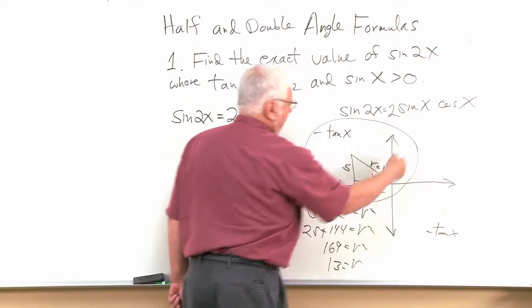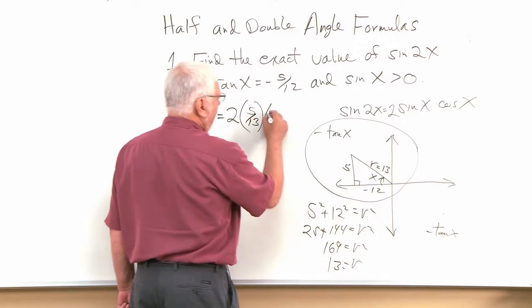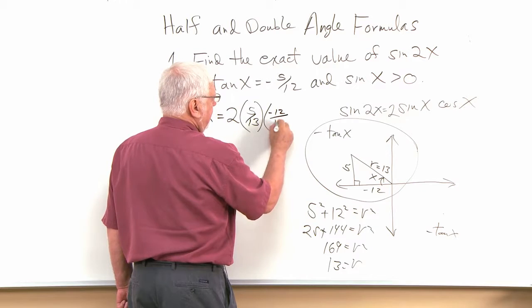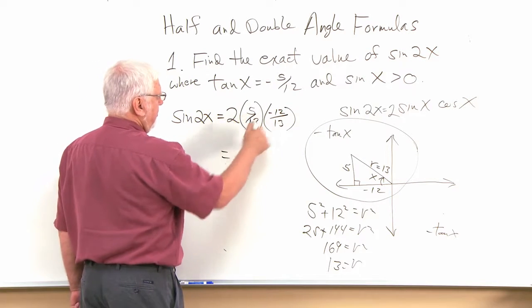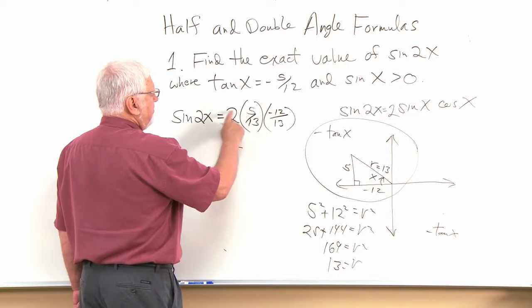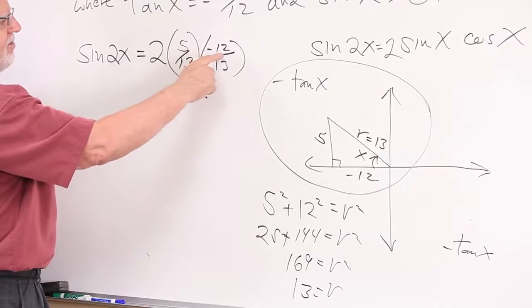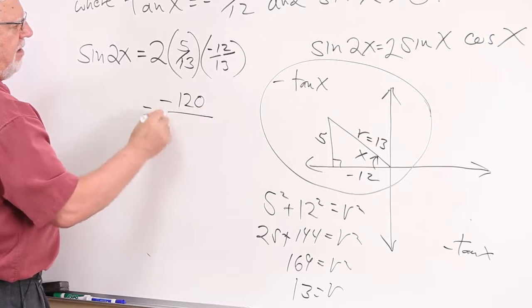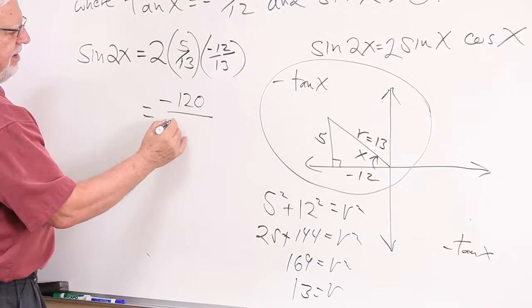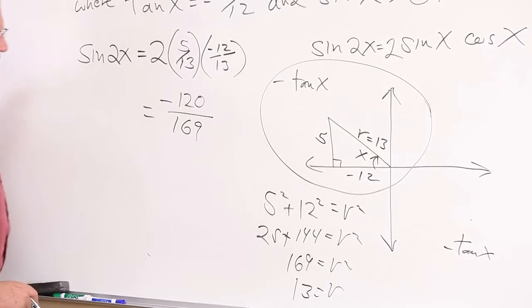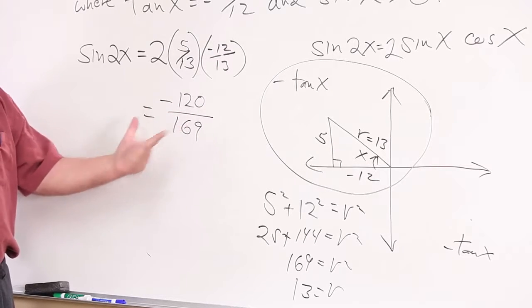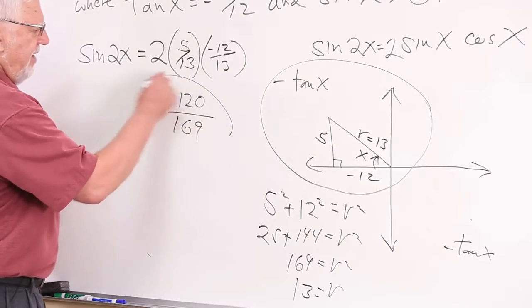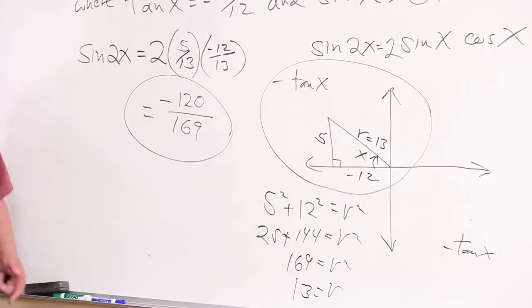Times the cosine of x, that's a negative 12 over 13. So if we multiply those out, it's going to be a negative on top. 2 times 5 is 10. 10 times 12 is 120. And 13 times 13 is 169. Now this won't reduce, so this is our answer, and it's the exact value. And so we found the exact value.